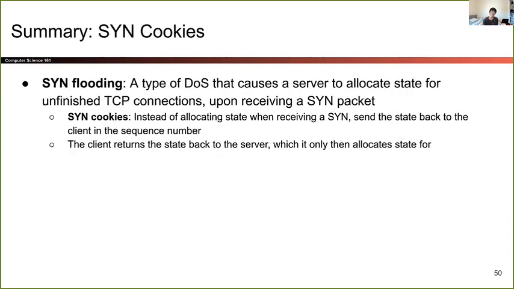For SYN cookies, we talked about SYN flooding, where the attacker sends a bunch of SYN packets that cause the server to allocate a lot of state for these TCP connections. And we mitigated this by creating SYN cookies. So instead of storing the state on the server, it gives the state to the client. Then the client says, here is my state. Now that I finished the connection, you can store it. And then the server will verify it, store it, and only then does it consume memory.